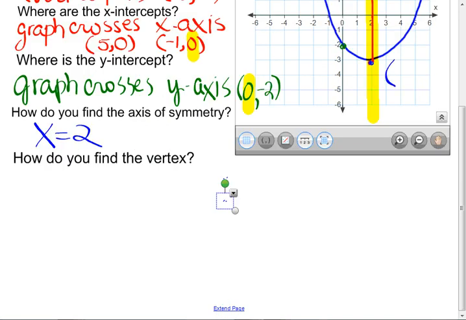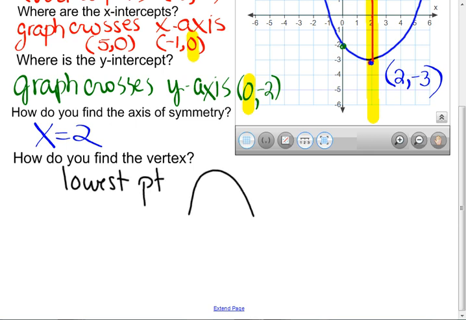So what's the x-coordinate? What's the x-coordinate here? (2, -3). And if you just do the assignments and you study them so you remember what all those words mean, then it's easy. Okay, how do you find the vertex? Where is the vertex? It's either the lowest point or it's the highest point. It could be upside down.